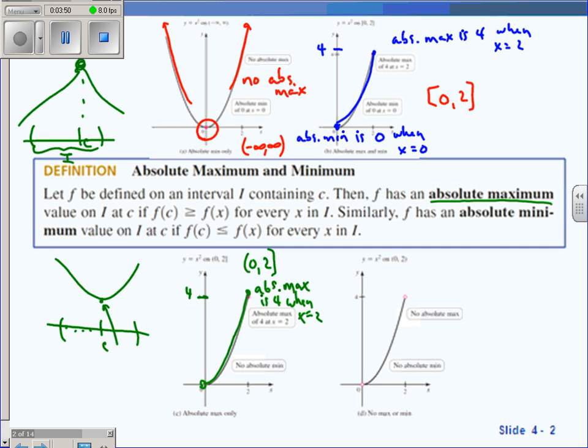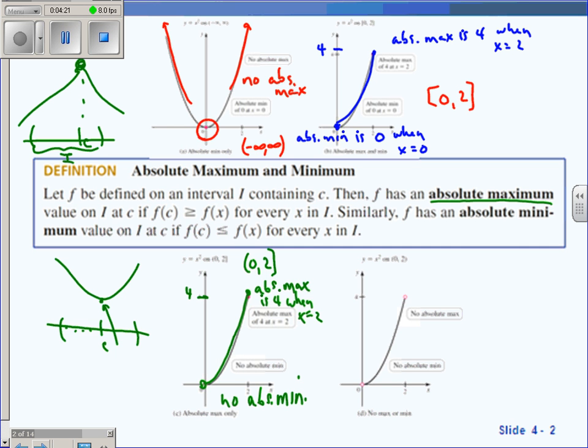Now, is there an absolute minimum? Is there a smallest y value? Well, 0 is not one of the y values. 0.1 is one of the y values, but there's one smaller than that. 0.01 is smaller than that. So you cannot give the smallest, because no matter what you pick, I can tell you something that's smaller than that, because it's everything right up until it gets to 0. So here in this problem, there's not going to be an absolute minimum, since there is no lowest y value that's attained there.